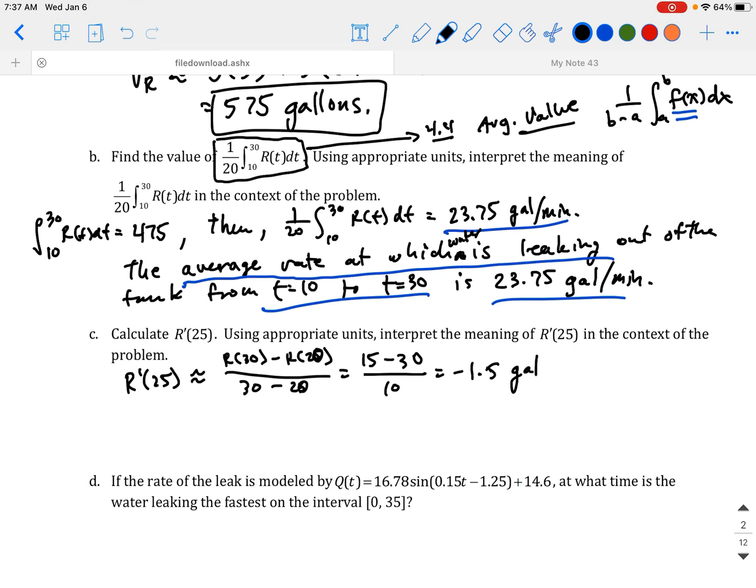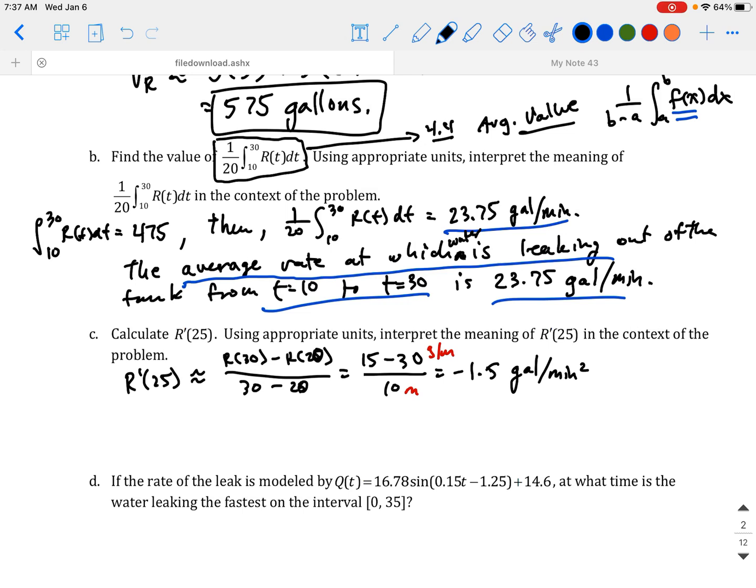gallons per minute squared. So note, our units on the top are gallons per minute, and then our units on the bottom are minutes. So it's gallons per minute per minute, or gallons per minute squared.